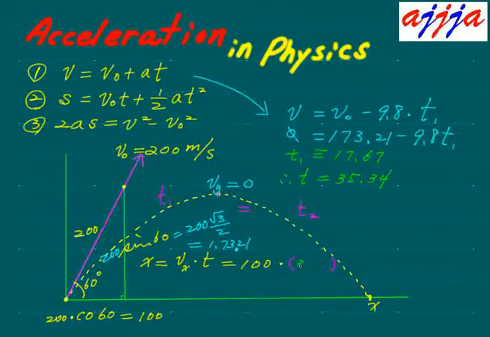Then we just plug this in: 35.34. See how easy it is? You just multiply 100 by that, so about 3,534 meters. That's about 3.534 kilometers. Wow, this rocket can fly this far, more than 3.5 kilometers.